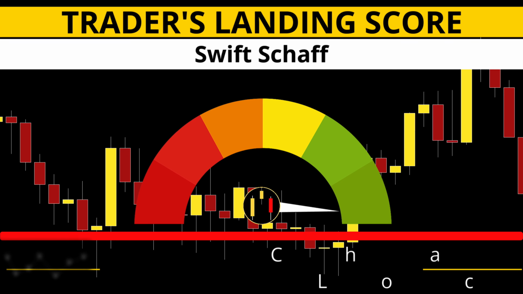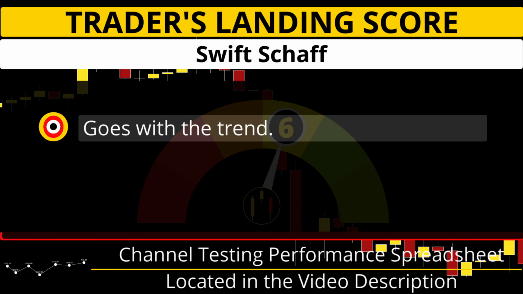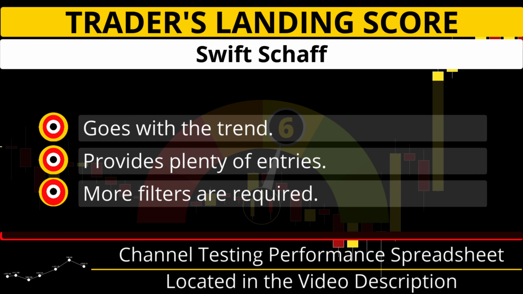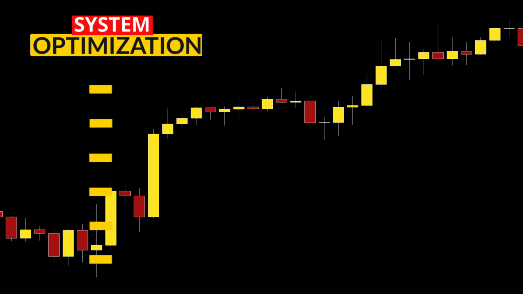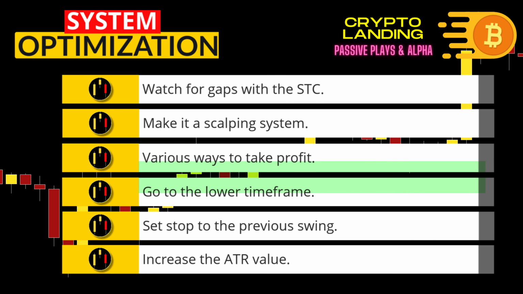I give the system a Trader's Landing score of 6 because it is a trend-following system that gives plenty of entry signals. However, additional filtering is required. Remember, the enemy of great is good. I have 6 ideas on how we can improve this system.